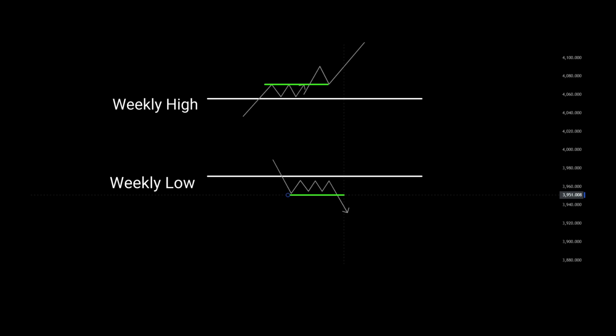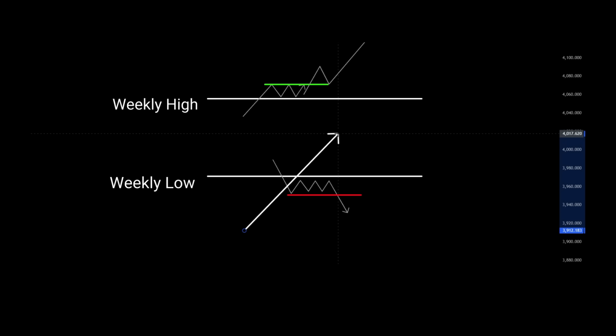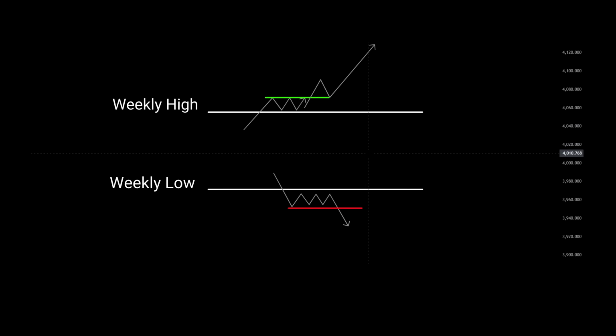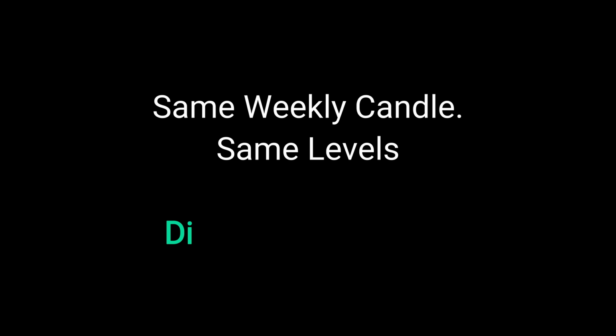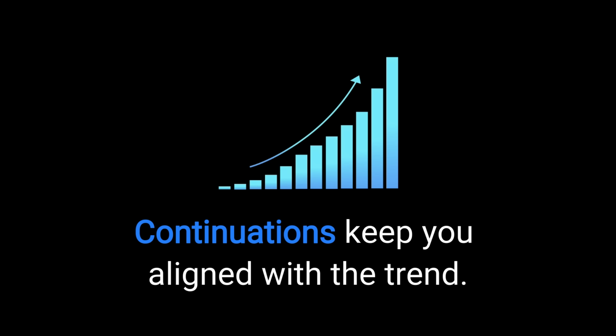You can see over here. Once that opposing structure gets broken, that is a confirmation to the downside. Once this opposing structure gets broken, that is confirmation to the upside. So this is what you want to see happening when price breaks the weekly high or the weekly low to give you the confirmation of these continuation entries. Same weekly candle, same levels, different behavior. If you only know reversals, you'll always fight the market. Continuations are how you stay aligned with the trend.